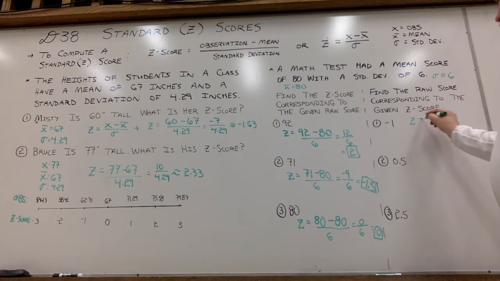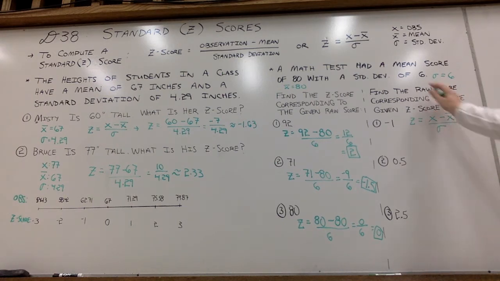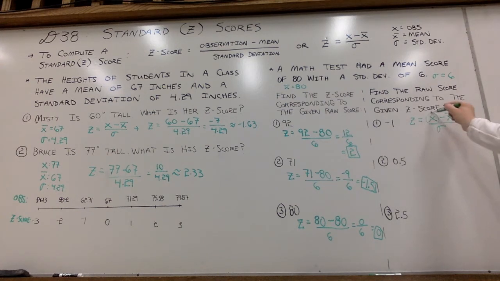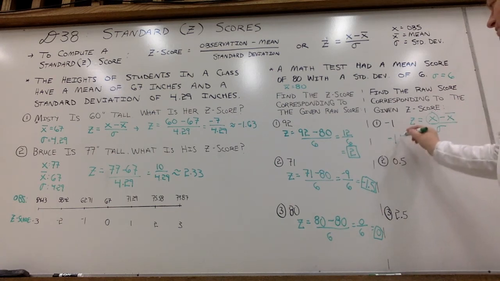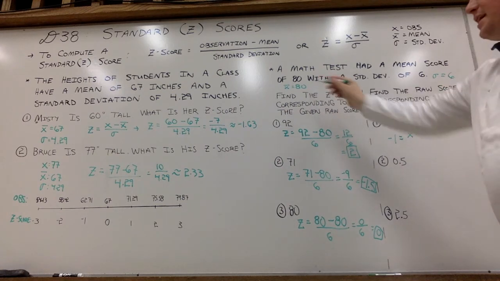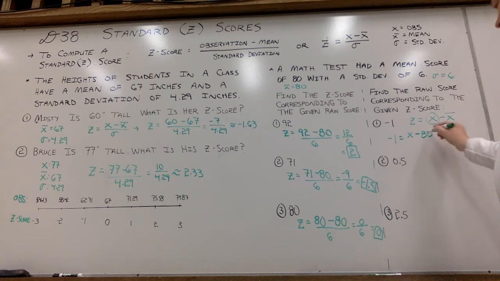So if we write out our formula, z-score is equal to observation minus mean divided by standard deviation. I'm using the same information that I had above here. So now I'm going to plug in -1 for z, and I'm trying to find what was the raw score. So I'm going to have z -1 equals observation minus mean, which is 80, divided by standard deviation of 6.